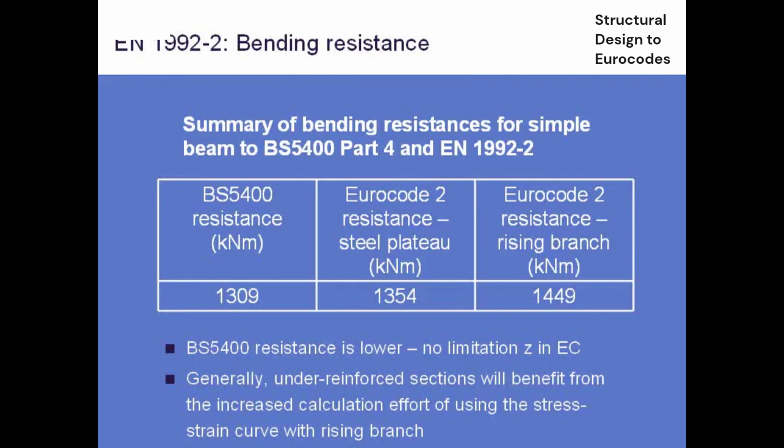And if we compare those two numbers, the rising branch and the flat branch, with what we used to get from BS500, even if we use the flat branch, we have a slight improvement over BS500 in this case, which is just a quirk of the two codes. In BS500, the lever arm was limited to be 0.95D and not bigger. In this particular example, the lever arm comes out as 0.97D, and there's no limitation on lever arm.